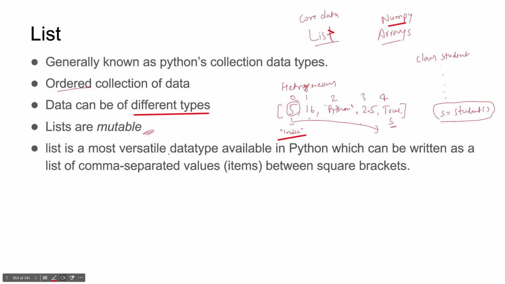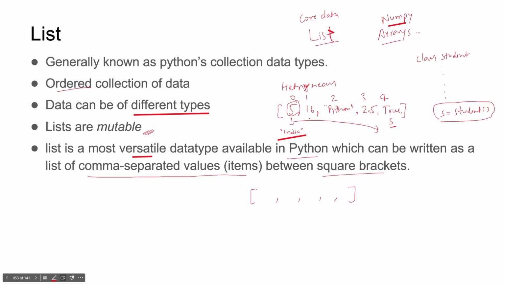List is the most versatile data type available in Python, which can be written as a list of comma separated values. These values are comma separated and defined in square brackets. So why is it versatile? If you compare with C, C++, Java, they are not heterogeneous, they are homogeneous in nature. That is why we call them arrays.